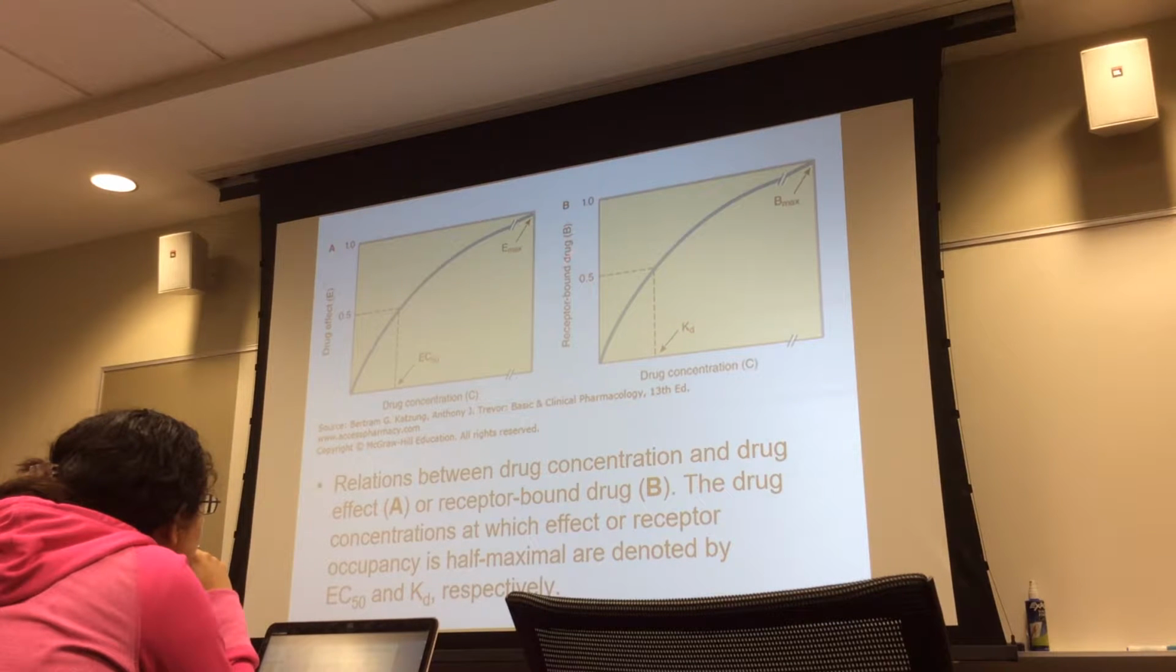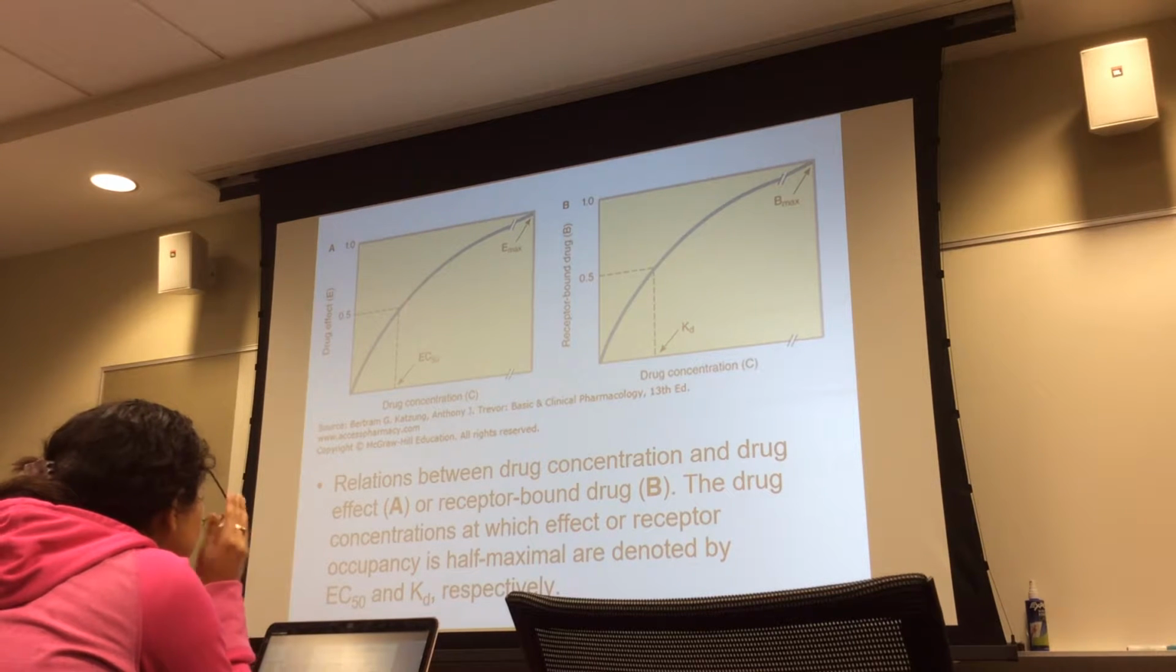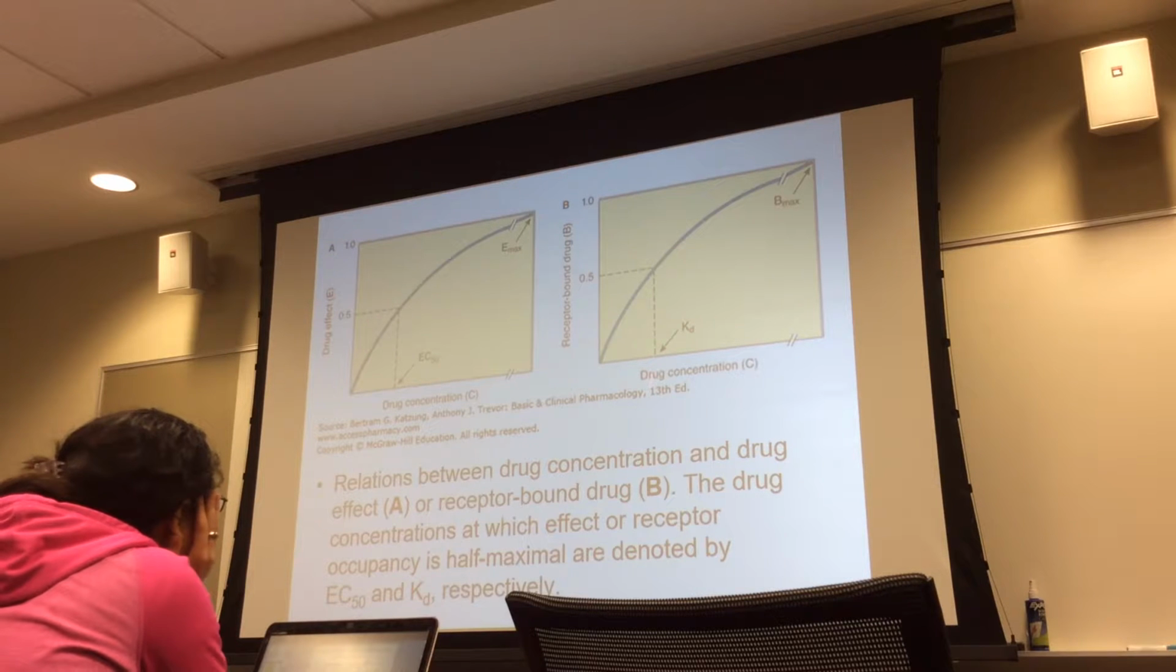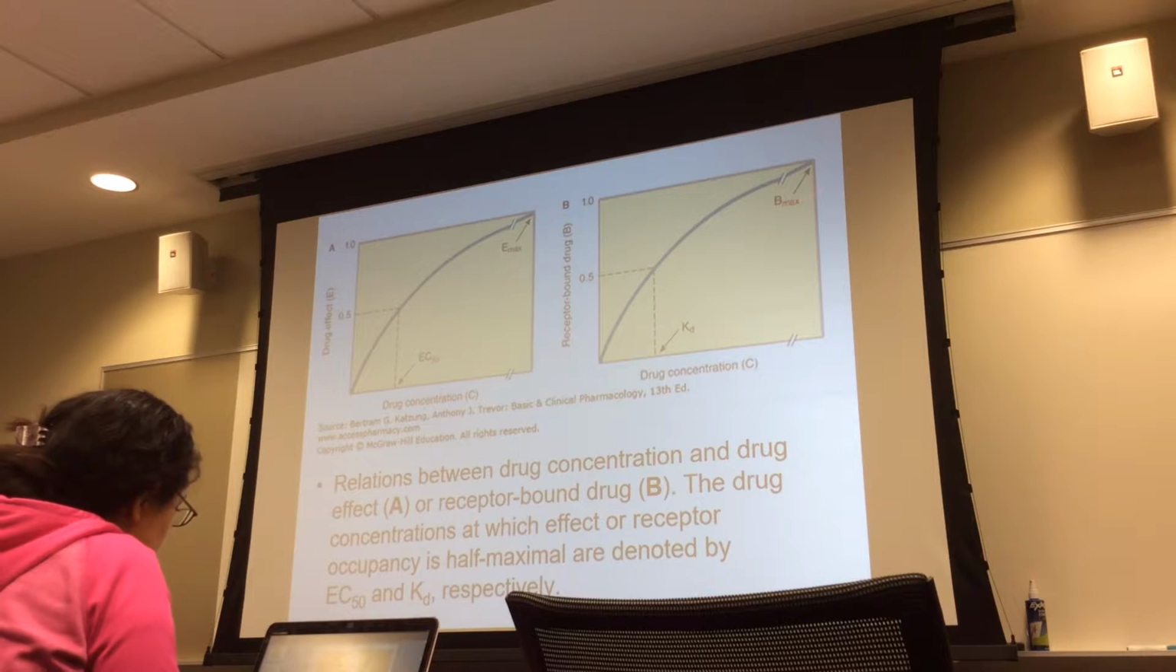And if you compare this to the binding of the receptor, you see that almost at the same level where there is EC50 is the KD, or the dissociation constant, which represents the concentration at which half of the receptors will be bound and half of the receptors will be free. Okay? And Bmax is the maximum binding.